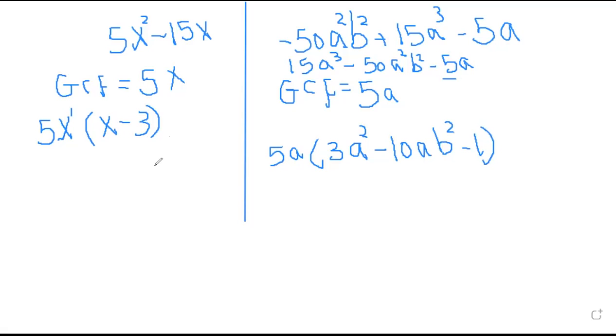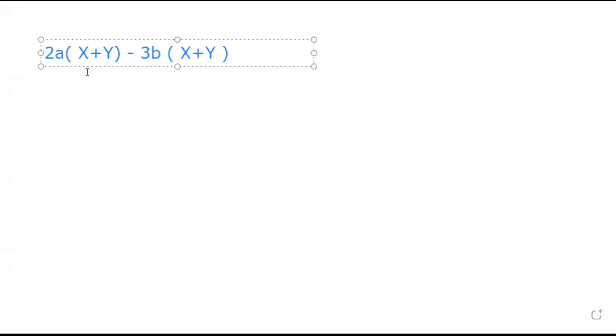This is the first part. In the second part, we are going to study another method for factorization, and this is called factorize by grouping. In this question, the expression is 2a(x plus y) minus 3b(x plus y). What is the GCF in this question? We want to find the GCF in this question.